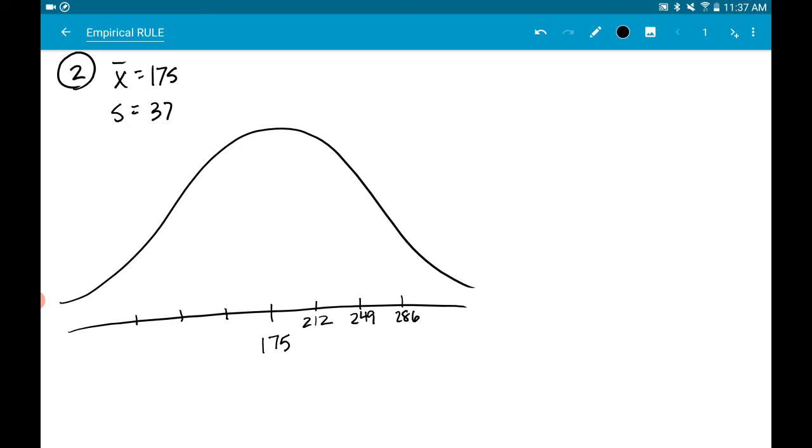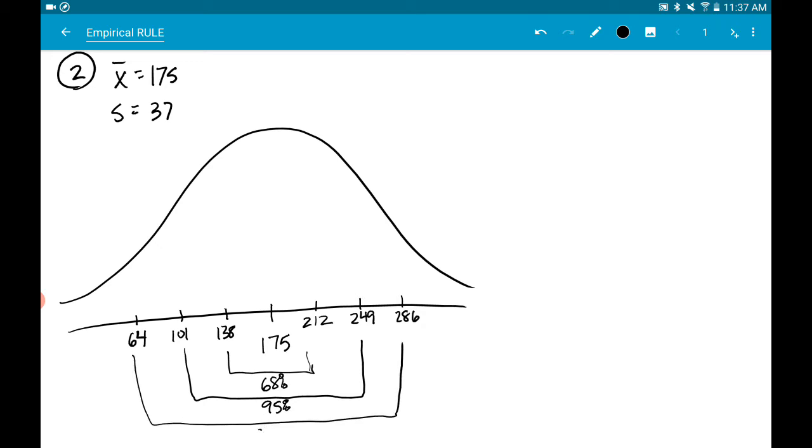So if I go the other direction and do 175 minus 37, I get 138. And then minus 37 again, you get 101, and minus 37 again, 64. And so the empirical rule says that between these two, you've got 68% of your data. Between these two, you've got 95%. And then between these two, you've got 99.7.